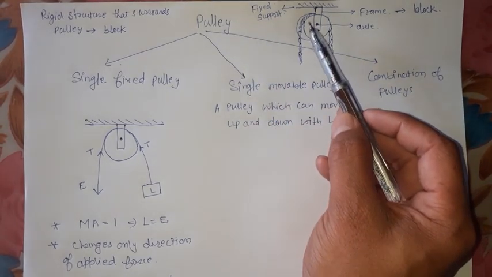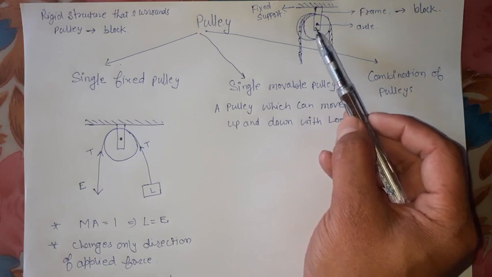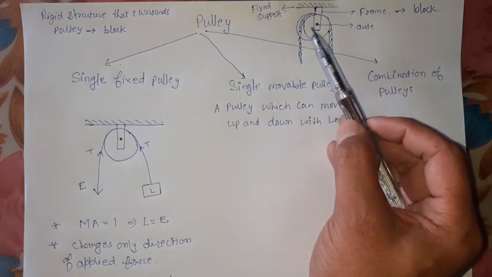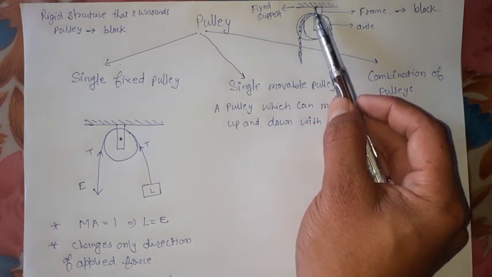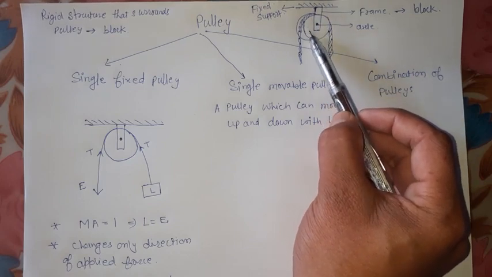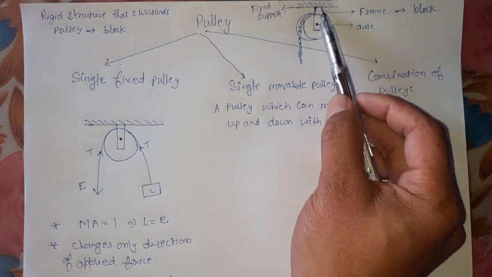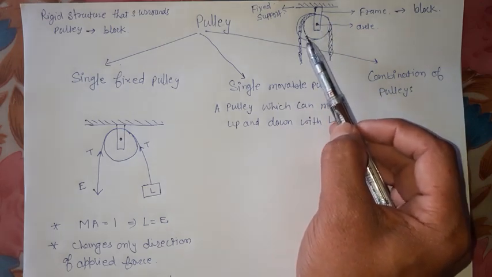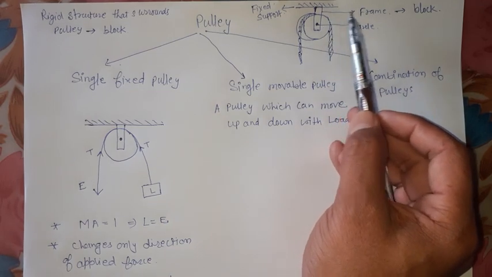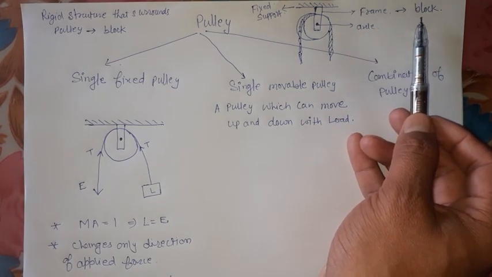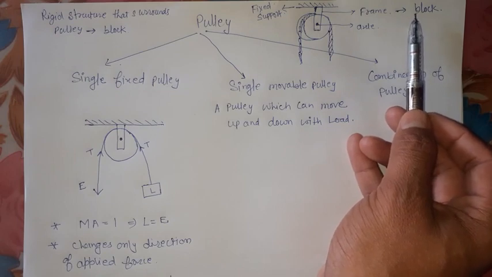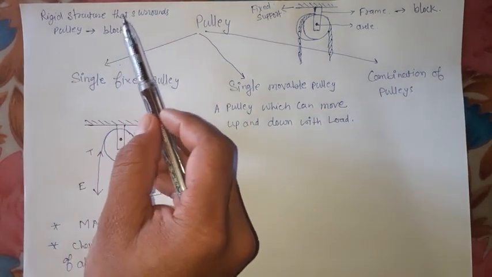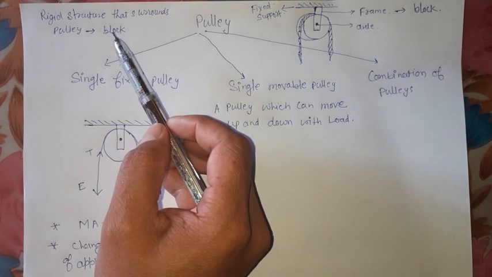We said a grooved wheel which can rotate about its axle, we are going to call it a pulley. This pulley was fixed in a structure. You can observe this rectangular, rigid structure which surrounds the pulley. This is said to be a frame, or we call it a block. So whenever you are asked what a block is, you can reply: a rigid structure that surrounds the pulley.